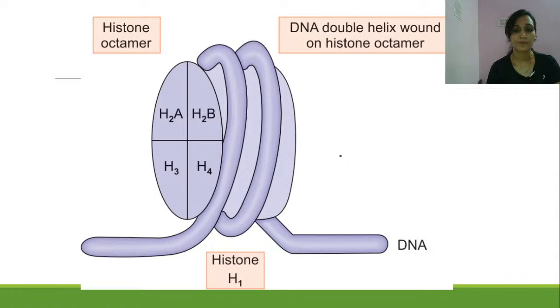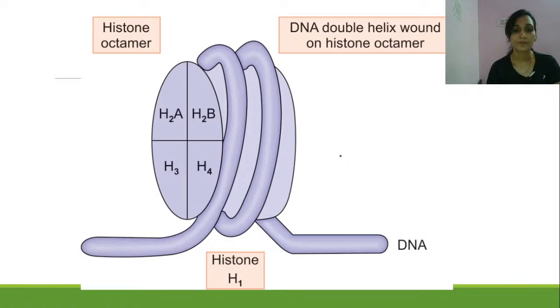Then these histone proteins, when they are formed, are not directly used for nucleosome formation. They have to undergo 6 different types of post-translational modification before actually being used as a binding material for the genetic material.